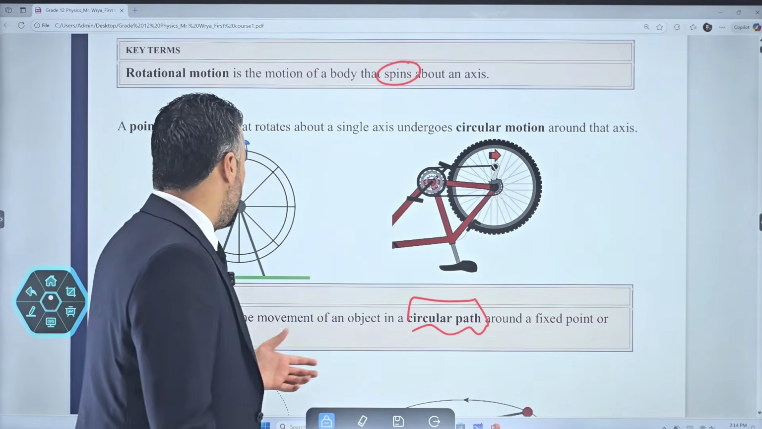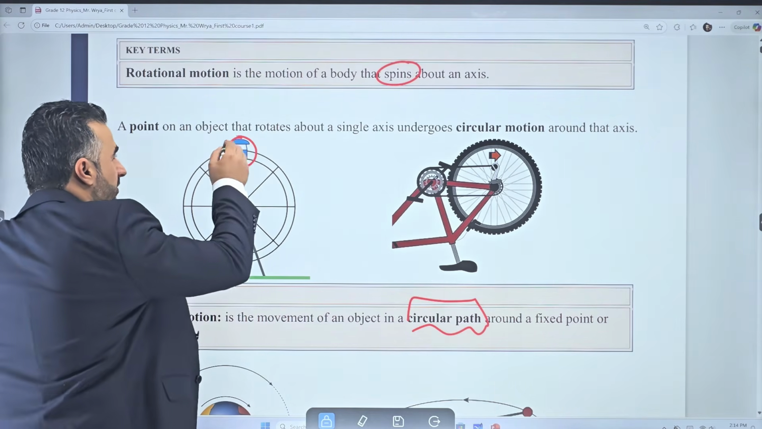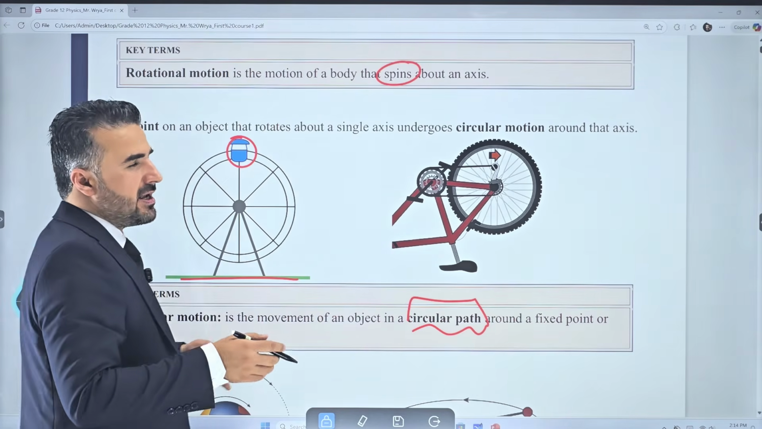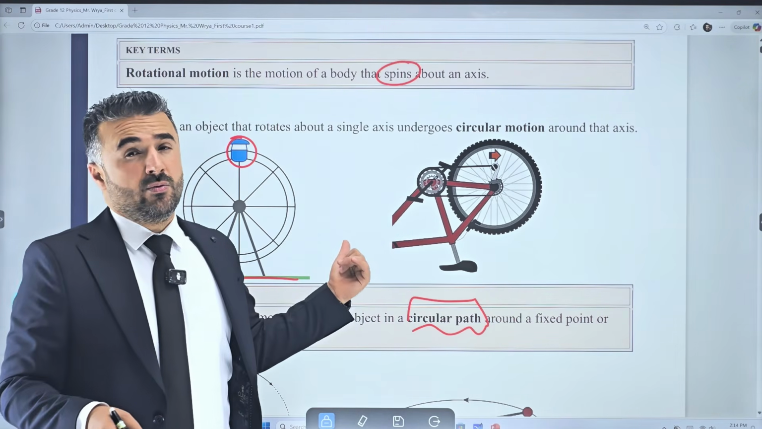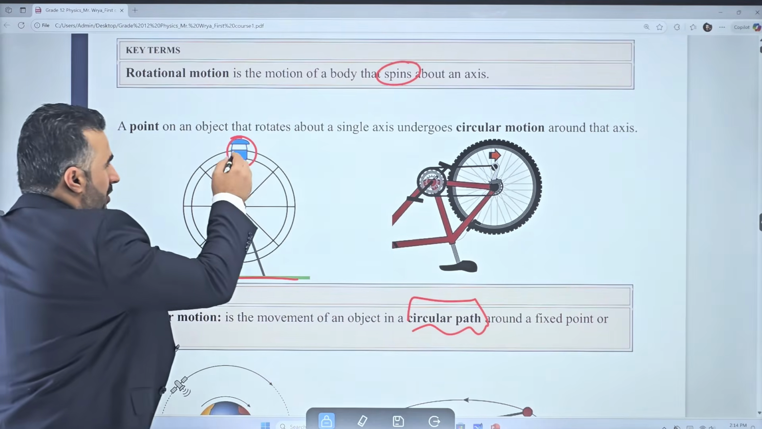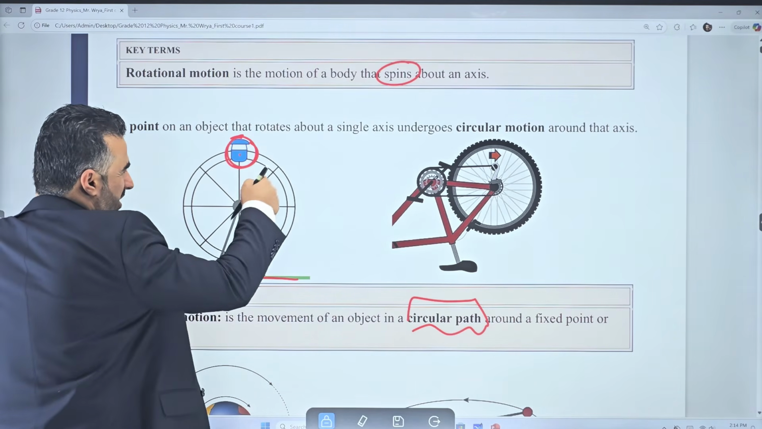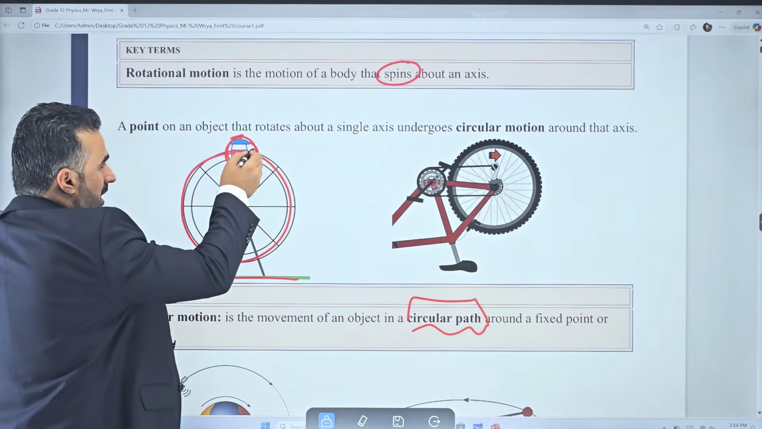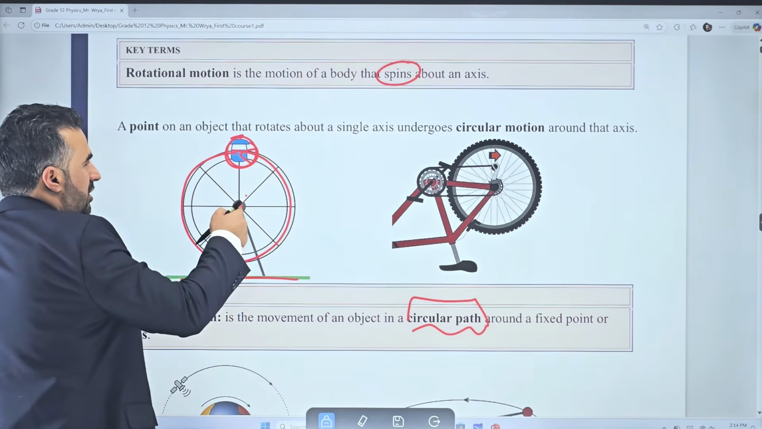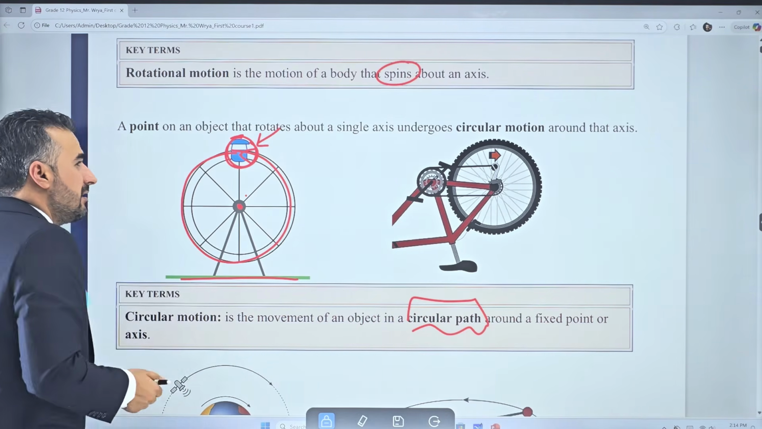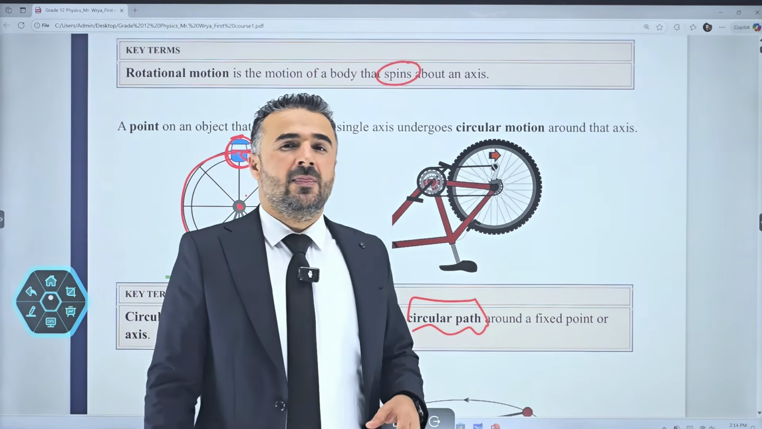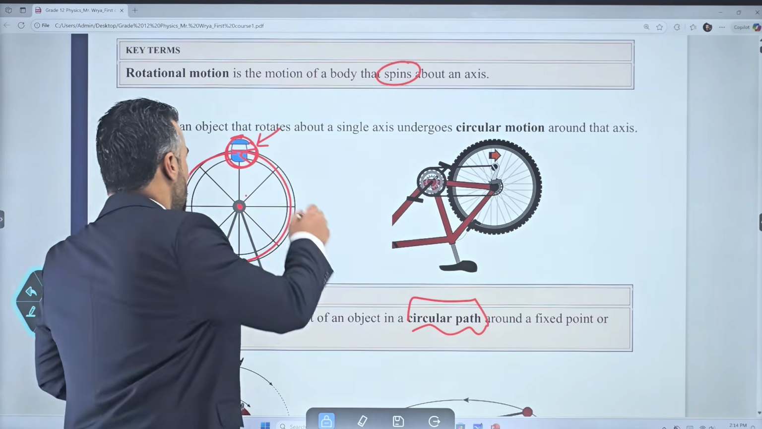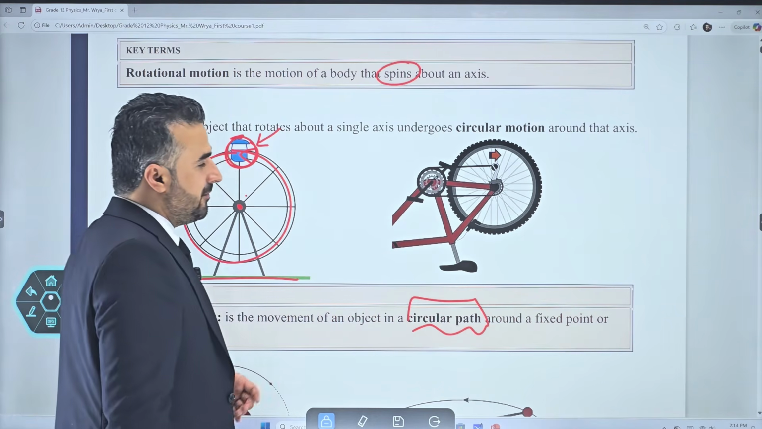We've also learned that if we take the Ferris wheel as a whole, is it changing location? The answer is no. Well done. So it is rotational motion. But if we take the motion of one seat, could be one point, could be even one line here, once this seat is moving, you can see that it is moving in a circle around this axis of rotation. So the motion of this seat can be called circular motion. Why? Because it is changing its location while it is moving around this axis of rotation.